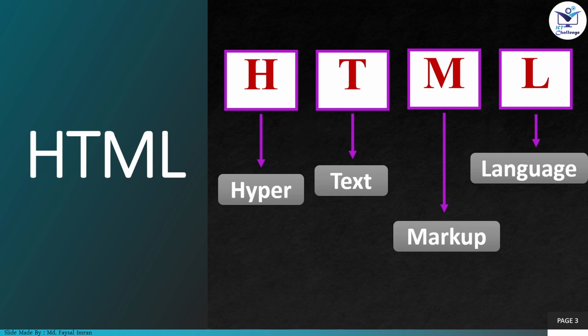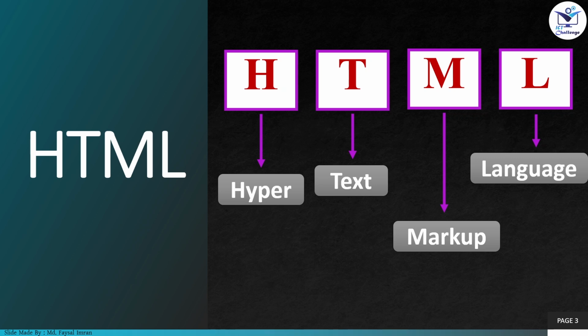That means HTML is a kind of language, which is a markup language. And we have two types of language here: one of them is markup and another one is markdown. We just learn the markup language for this chapter, and this is a hypertext also.